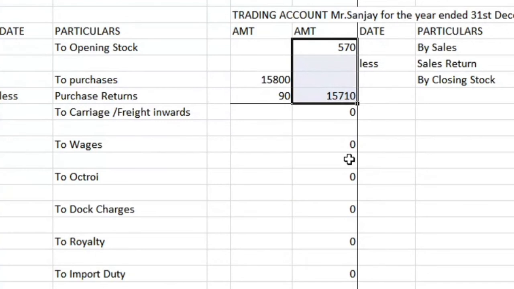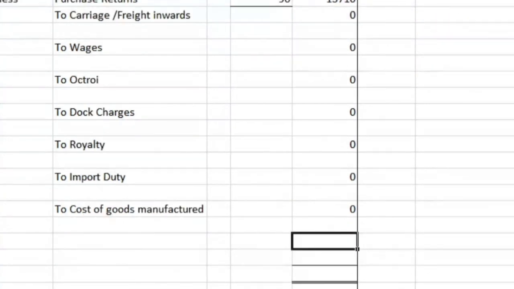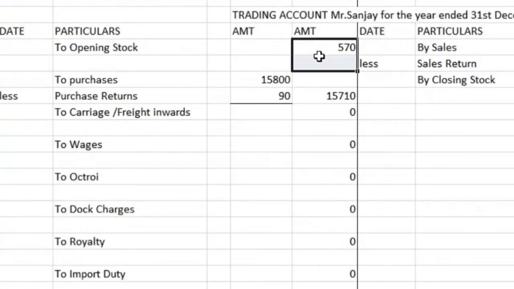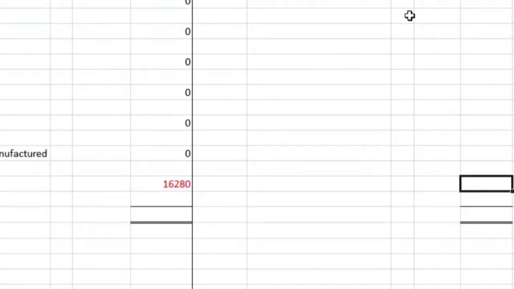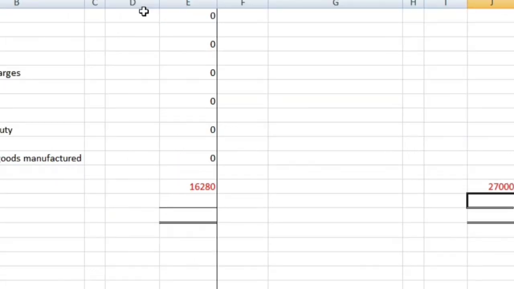So if you add this, you get 16,280. So roughly in a pencil, we'll write it out, 16,280. So this is the total for the debit side which we get. Credit side, if we add the sales and the closing stock, we get 27,000. So the credit side, again take a pencil and write 27,000. Now compare which is greatest. Credit side is the greatest. Take that great total, the highest one, and put it as a grand total on both the sides.